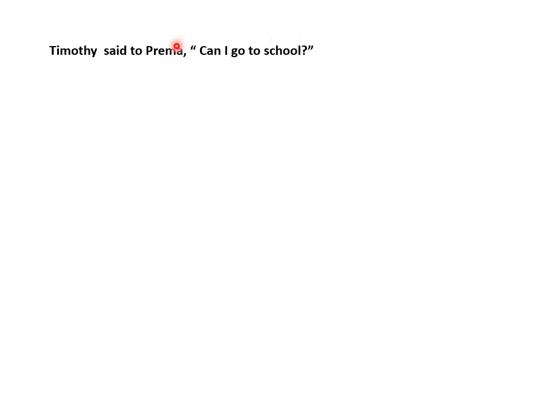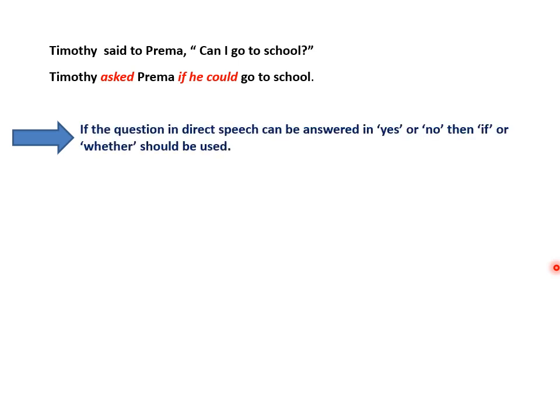Okay, so if we have to break the inverted commas, we have to see whether this part can be answered in yes or no. If it can be answered, then use if or whether. Let's see. Timothy asked Prerna if he could go to school. Please remember one thing, that when the word if is there, the next word should be a noun or a pronoun. That's the rule of this topic. So if the question in direct speech can be answered in yes or no, then if or whether should be used.